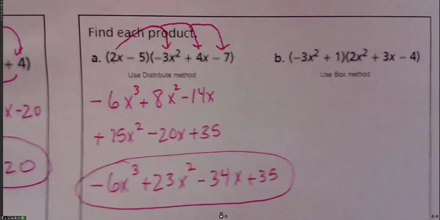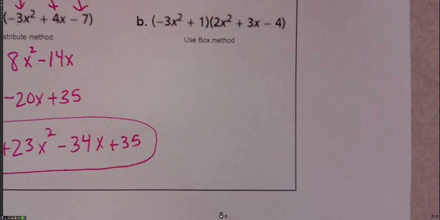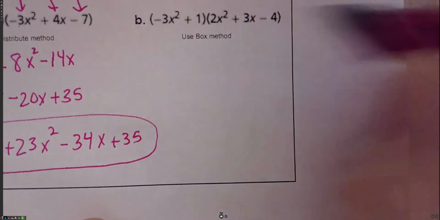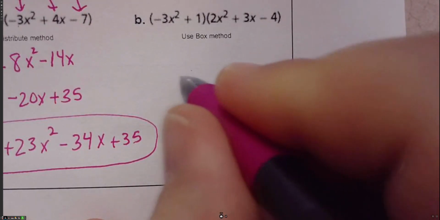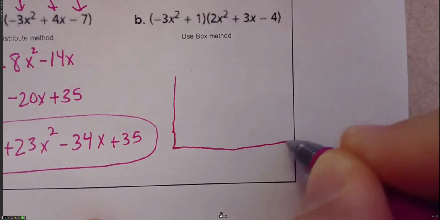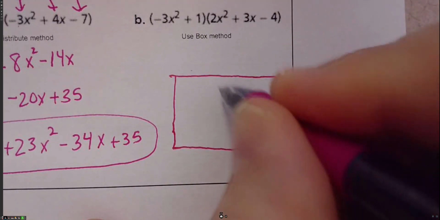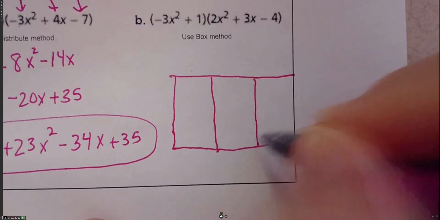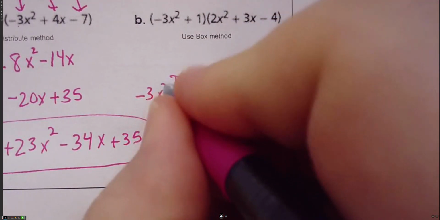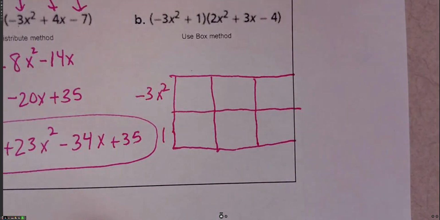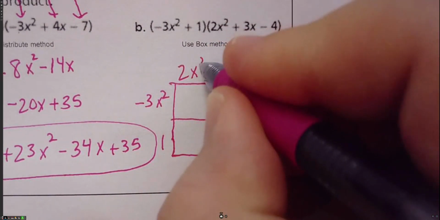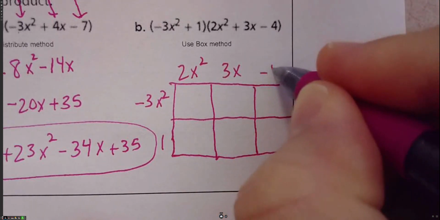Okay. So box method. What kind of box do I need? 2 by 3. Good. So I'm going to make my 2 by 3 box. I'm going to make it nice and big for myself. And then negative 3x squared goes here, and 1 goes down there. And then out here is 2x squared, 3x, and negative 4.